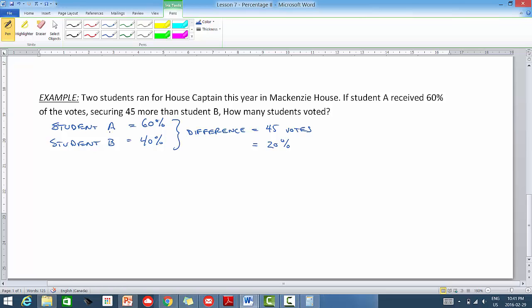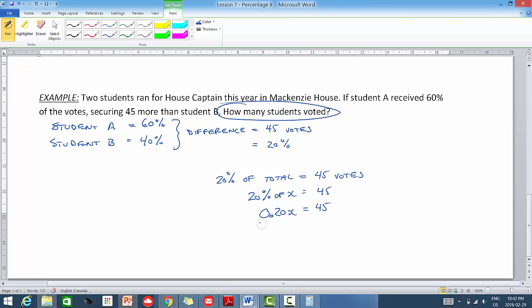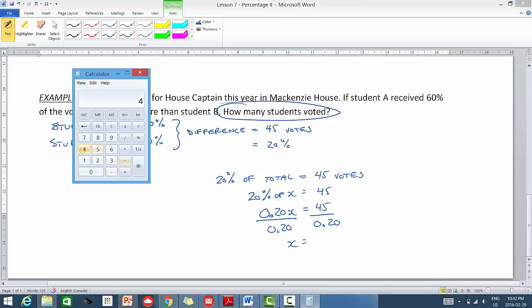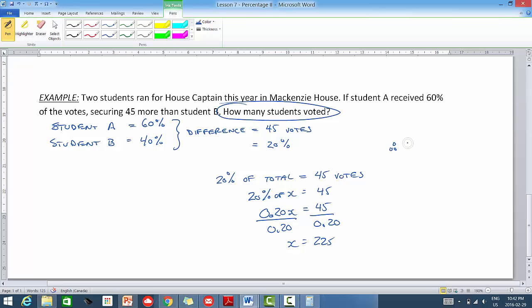The difference between them as a number is also 45. So what we are going to do is represent 20% of the total population as worth 45 votes. So to find out how many students voted, 20% of the total we just found out is represented by 45 votes. So we're going to go 20% of X equals 45. Change 20% into a decimal, 0.20. Of means times, so 0.2X equals 45. We're going to divide by 0.20 and 0.20. We're going to find out that X equals 45 divided by 0.20. We get 225. Therefore, 225 students voted.